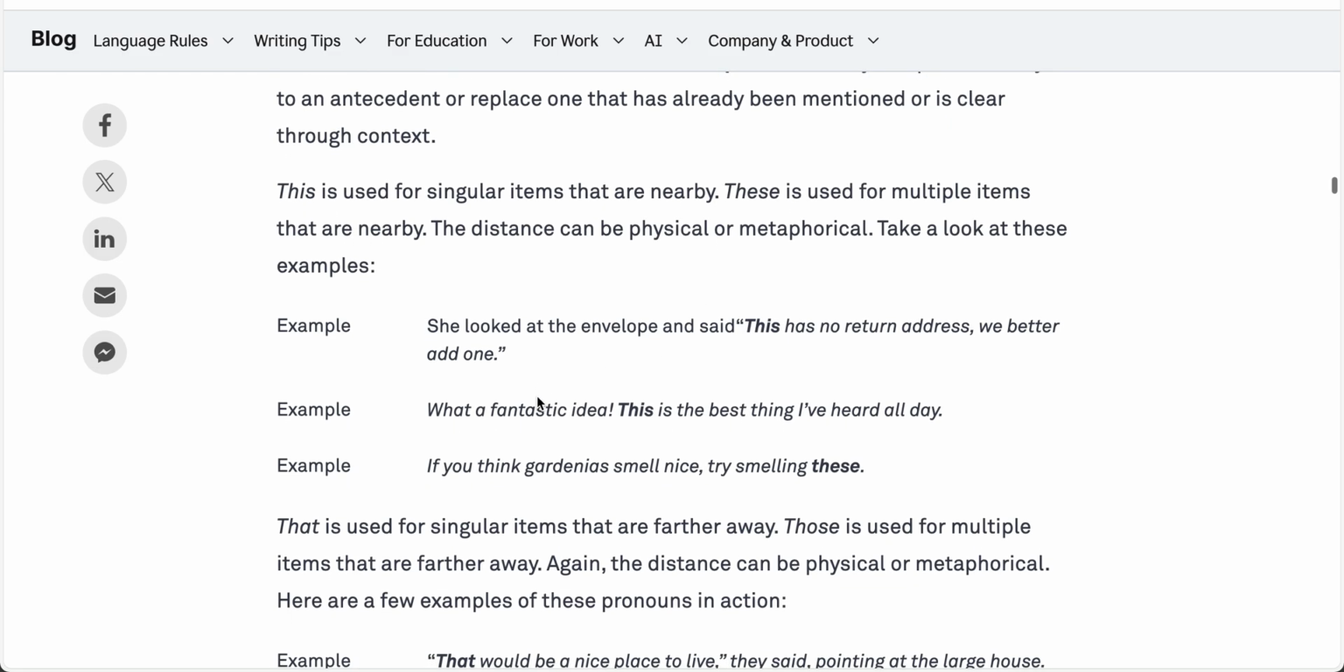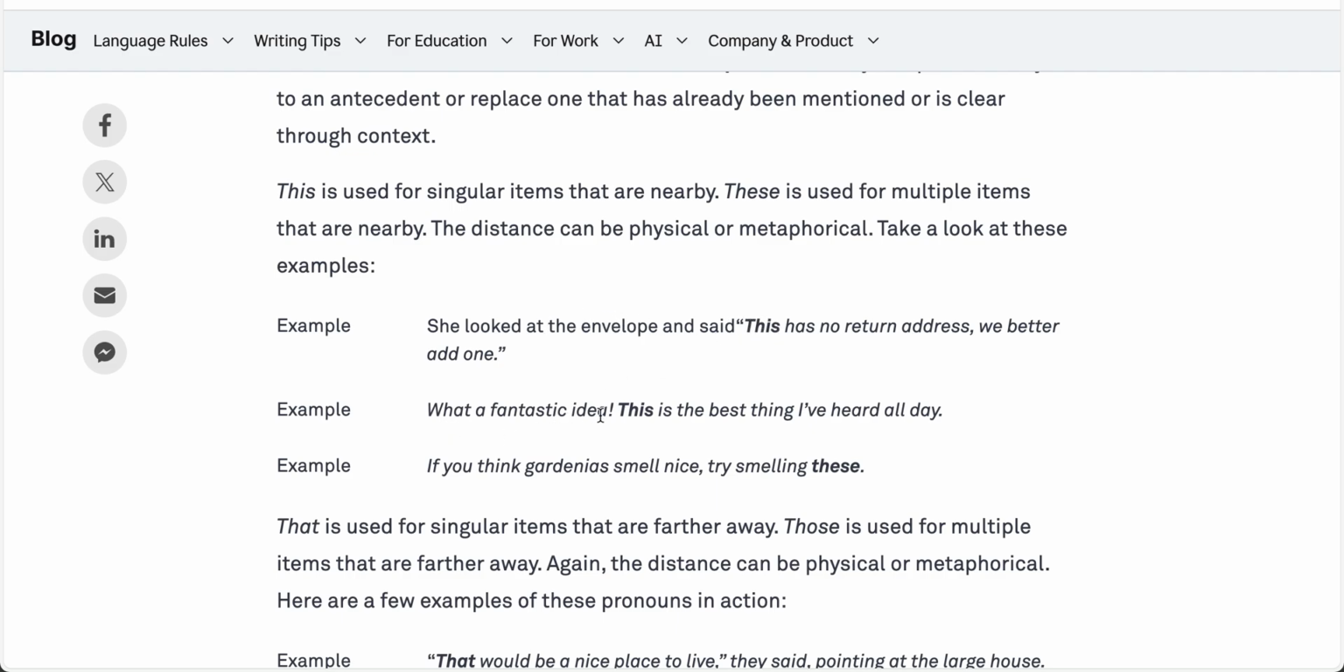Here are some examples. She looked at the envelope and said, this has no return address. We better add one. So what is the word this? This is a demonstrative pronoun pointing back to the envelope. Now she is a pronoun pointing back to another sentence that we don't have, which would have been maybe the name of the person. So she is a personal pronoun referring to a person. This is a demonstrative pronoun referring to this object here, and it points to it. It is a singular item, one envelope, this.